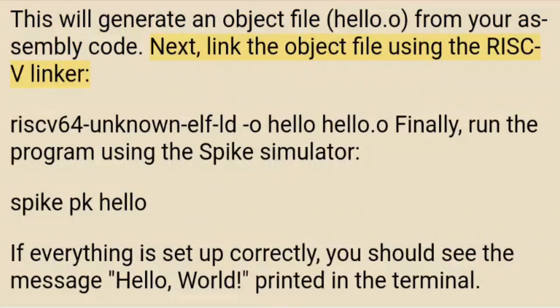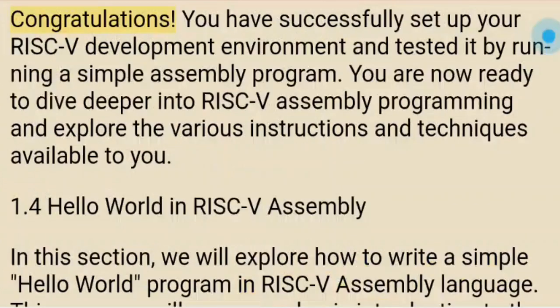Next, link the object file using the RISC-V linker: riscv64-unknown-elf-ld -o hello hello.o. Finally, run the program using the Spike simulator: spike pk hello. If everything is set up correctly, you should see the message "Hello, world" printed in the terminal.